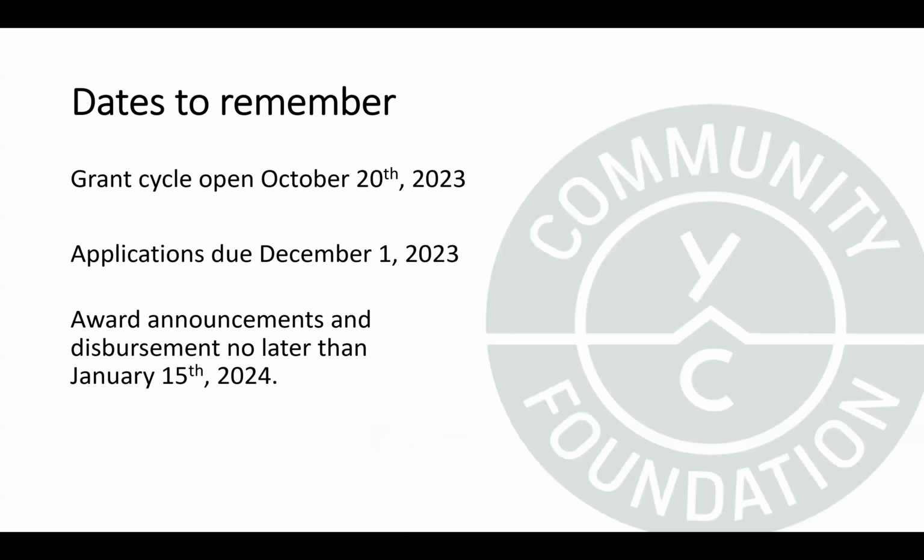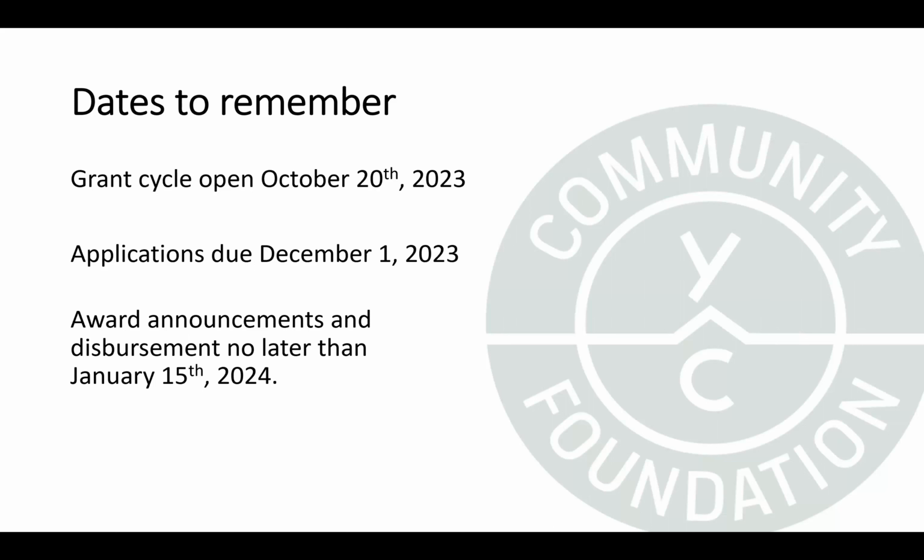Just a note about a couple of dates to remember. Obviously, the grant cycle is open. We opened it last Friday on the 20th, and applications are due on December 1st. The award announcements and disbursement of funds to awarded projects will come out no later than January 15th, following the holidays in 2024. We encourage our partners to apply once per calendar year, and our next grant cycle will be in the spring, and we'll provide some more information about that pretty soon here, forthcoming.